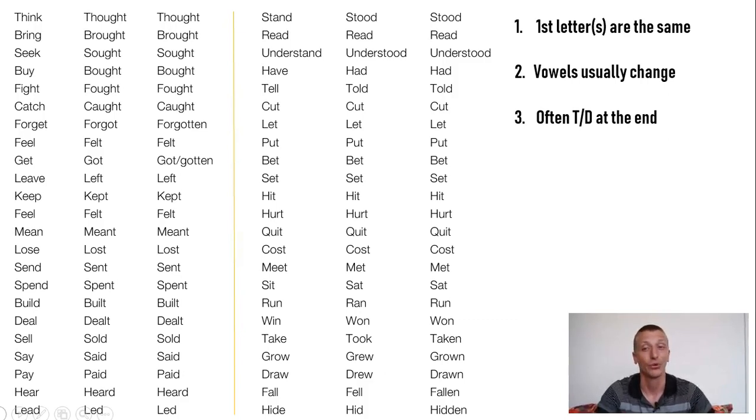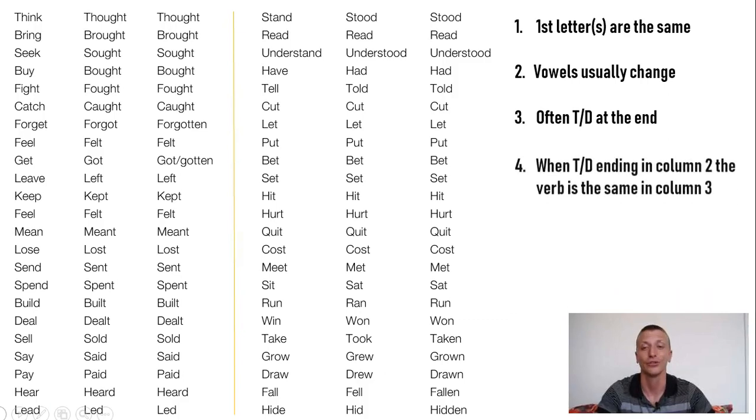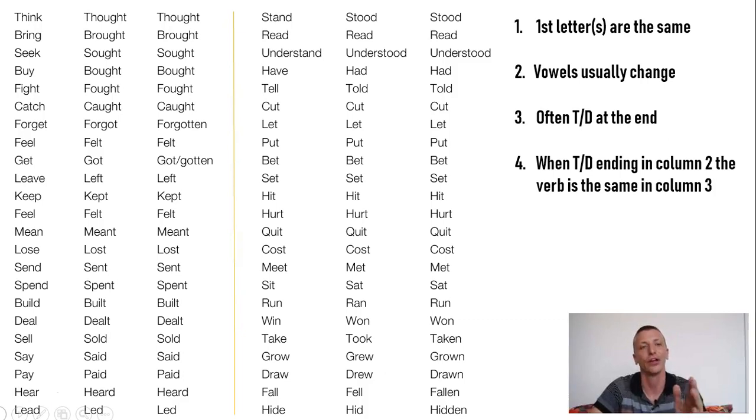And, very important, this one is related to that. When there's a T or D ending in column 2, in the past, usually it repeats into column 3, right? So look at that. Think, thought, bring, brought. Look at all the words on this list. You'll see how common this pattern is.